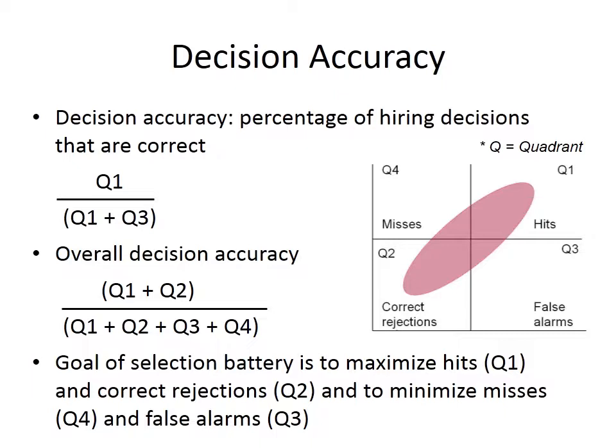So overall decision accuracy is both our hits and our correct rejections. So Q1 and Q2, the people that we predicted correctly, the people we predicted would perform well that did perform well, and the people we predicted would do poorly that did perform poorly, divided again by the total number of people we're screening. So the goal of a selection battery is always to maximize hits and correct rejections and to minimize misses and false alarms. And again, just by the very nature of how this works, the more valid, the more variance we're explaining, the more narrow that band's going to be. The more hits we're going to get, the more correct rejections we're going to get. We're maximizing those, and we're going to be minimizing those misses and false alarms.